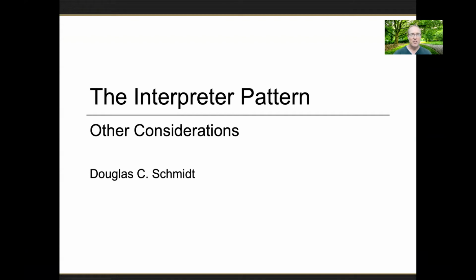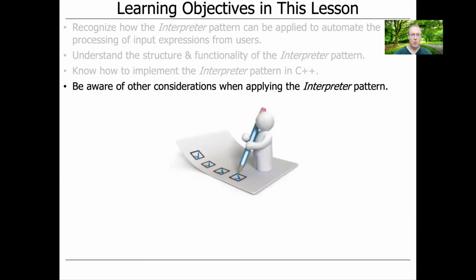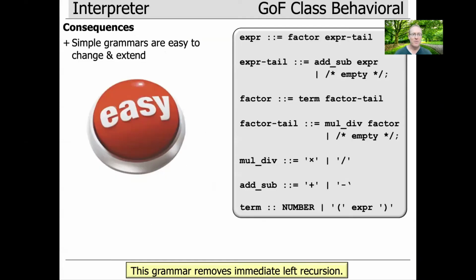So now that we looked at the implementation of the interpreter pattern, let's go ahead and talk about some other considerations to think about when you decide to apply this pattern or not. We'll start with some of the positive consequences. Simple grammars are easy to represent, change, and extend by using the interpreter pattern.